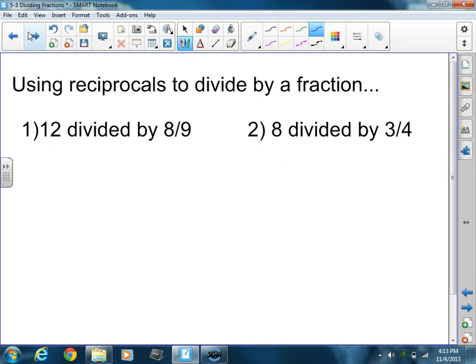Now, we are going to be using reciprocals to divide by a fraction. Now again, dividing fractions is so easy. If you know how to multiply fractions, which we've been learning all week, you know how to divide fractions. It is so easy. So 12 divided by 8 over 9. I'm going to take 12, turn it into a fraction by putting it over 1, then divided by 8 over 9.